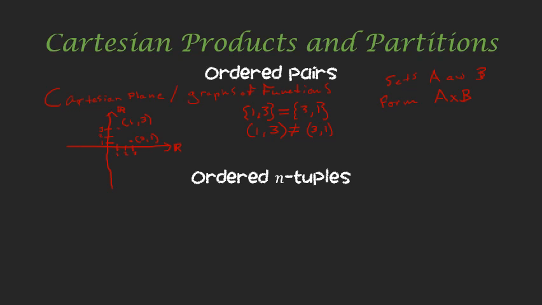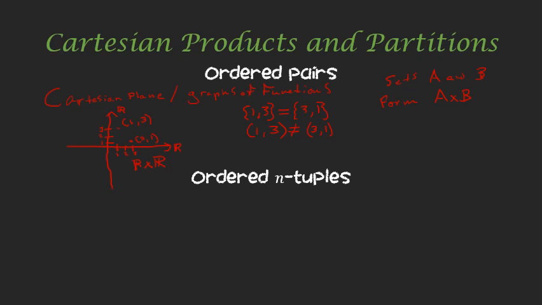Now that's just ordered pairs, which are like two-element sets, except there's an ordered nature to it. But we have sets of all different cardinality, and so we want an ordered structure to go along with those as well. So an ordered n-tuple is an ordered set of n elements. Up here with the Cartesian plane, we were really looking at the Cartesian product of the real numbers cross the real numbers. This whole Cartesian plane is R cross R.